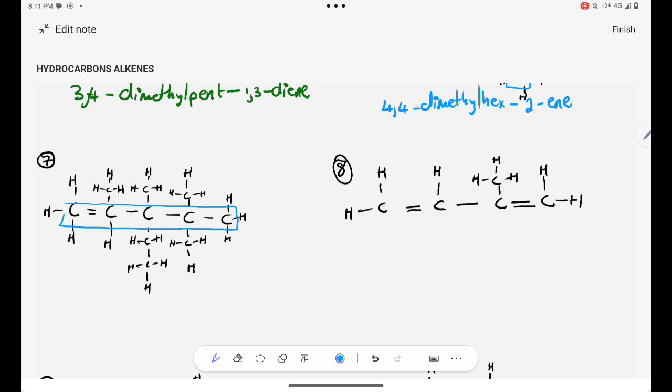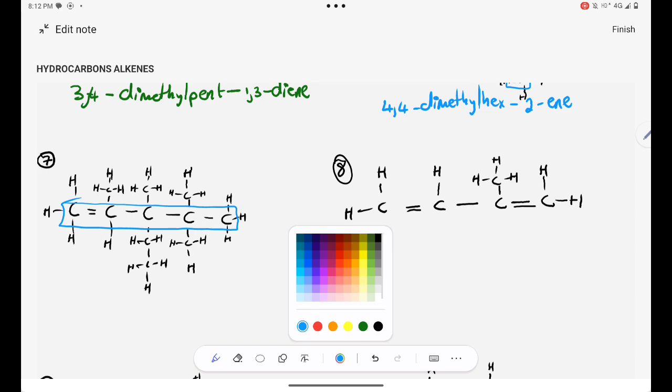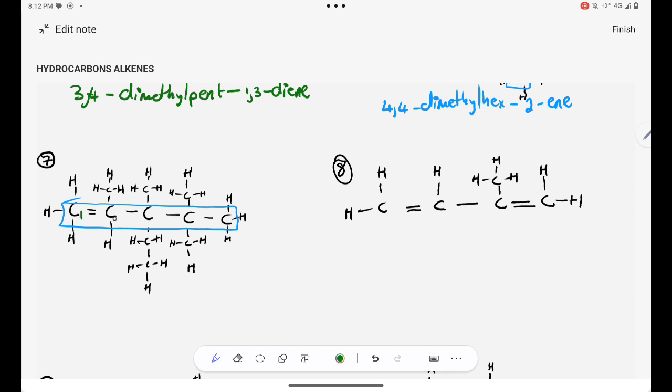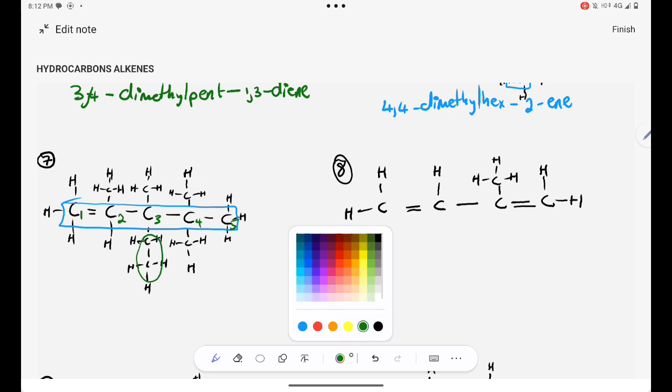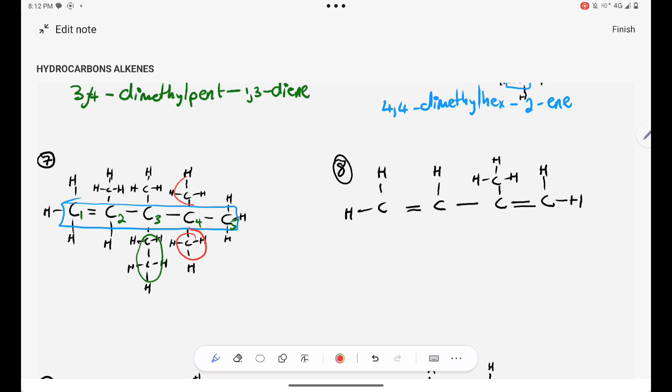This will be my parent chain here for compound number 7, and obviously I should start numbering closer to the double bond. This will be carbon number 1, 2, 3, 4, and 5. I do have my additions. The first one is an ethyl, and then the other 4 are just methyls. This structure shouldn't be here, guys. Remember that, guys, your carbon should always be surrounded by 4 bonds. That shouldn't be there.